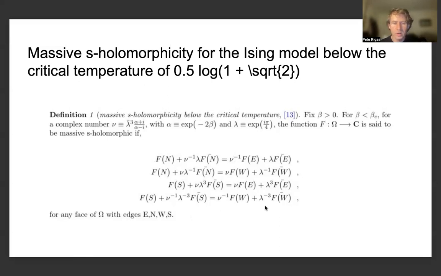So it's important to realize that these 4 equations, given in the definition of massive S holomorphicity below the critical temperature for the Ising model, exactly coincide with the Cauchy-Riemann equations that we have been introducing in a general case in a previous slide, with the exception that we evaluate this big function F, which is the parafermionic observable of the Ising model, at the northwest face of any edge, and we relate this to the value of the parafermionic observable on the east edge. But in the second equation, we also relate the value of the parafermionic observable on the north component to the west component. And then in the third and fourth equations, we relate the value of the parafermionic observable in the south face of the square lattice to the east face, and also between the south face and the west face.